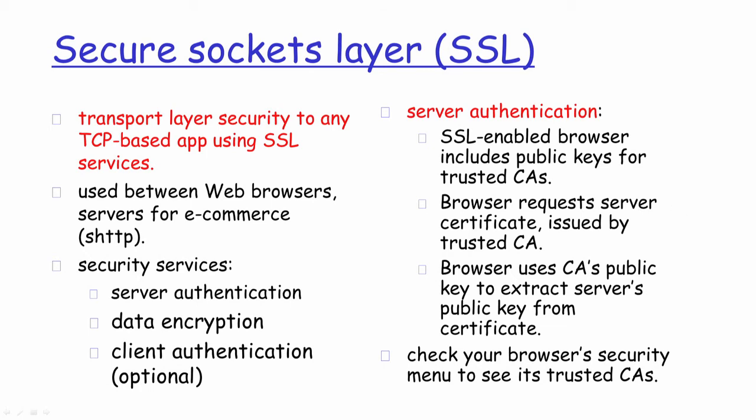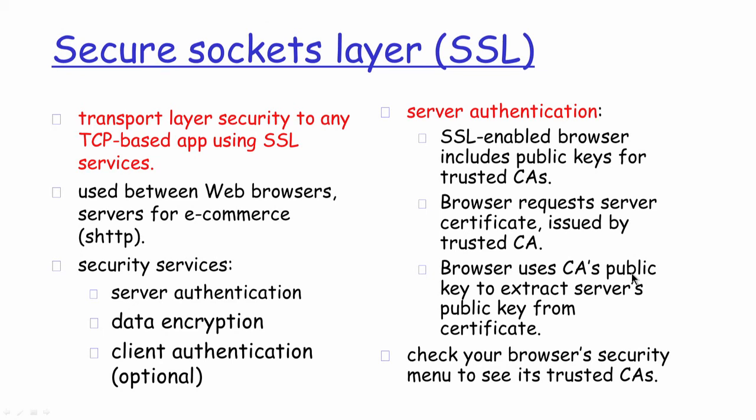Then the browser will use the public key of the certificate authority to extract the server's public key from the certificate. So the digital certificate that we saw in the previous module is one mechanism by which the public key of the server can be distributed to the client browser. With this, the browser gets the public key of the server, which is used for encrypting the data before sending it from the browser to the server.